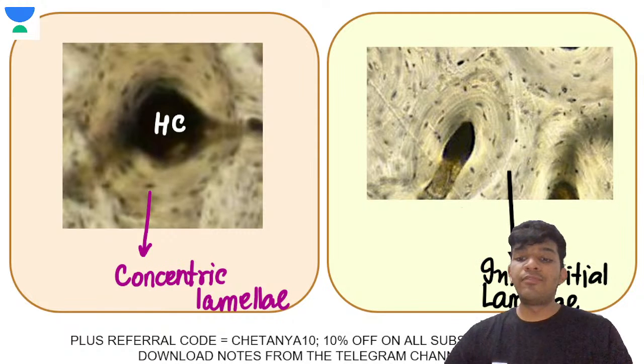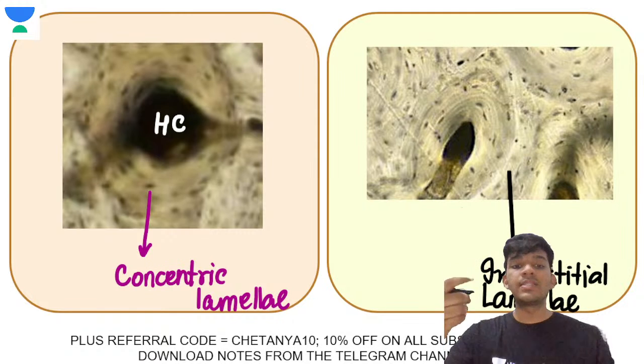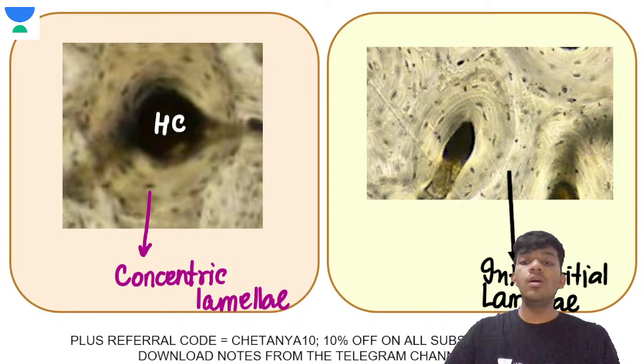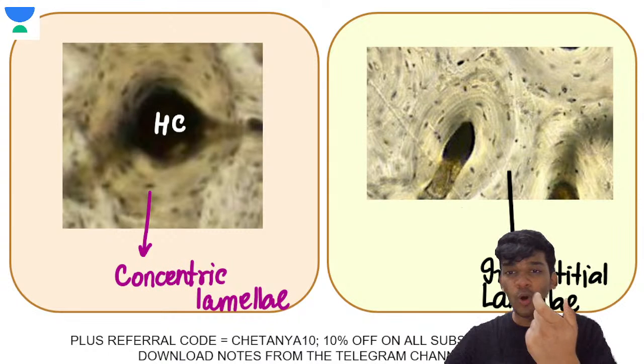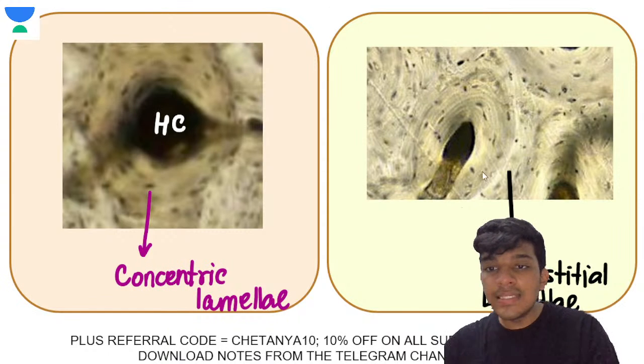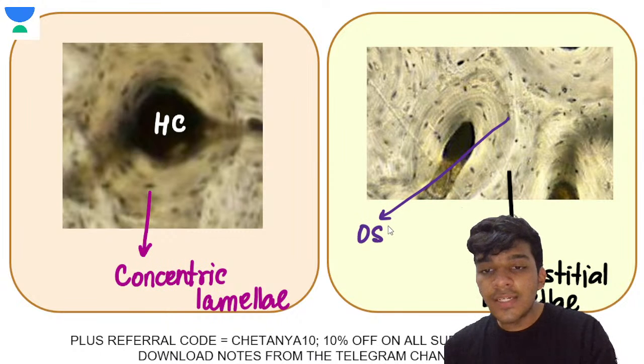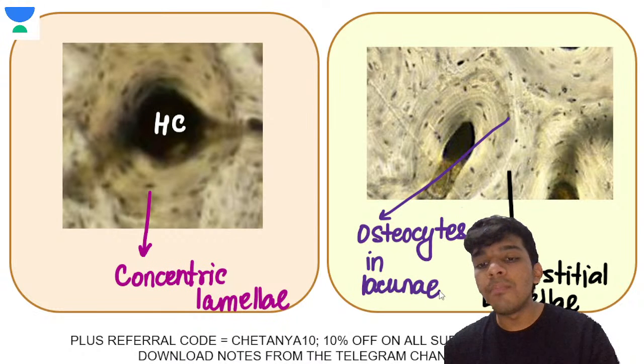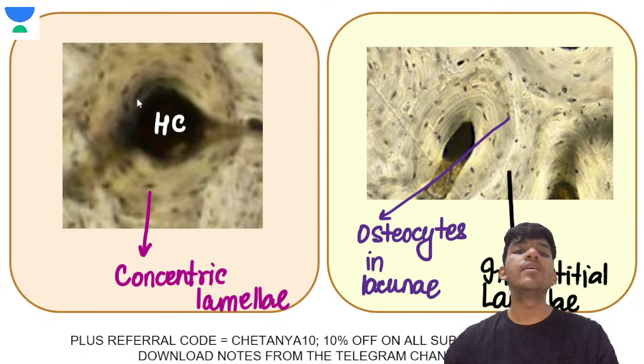What else are you left to see? You have seen Volkmann's canal, Haversian canal, interstitial lamella, concentric lamella. You've seen an osteon. Now, I hope you can appreciate where the osteocytes are. In these lamella you have the matrix. So wherever you are able to see these lacuna, these are osteocytes. This is where osteocytes will be found. These are the lacuna, and around them the osteocytes are depositing matrix. And in the center you have a Haversian canal.